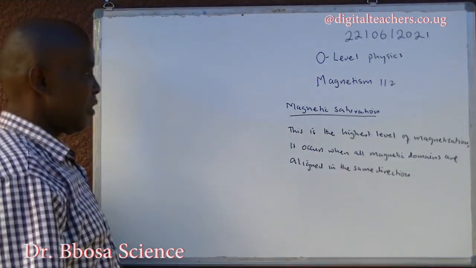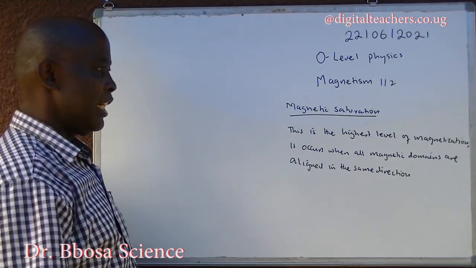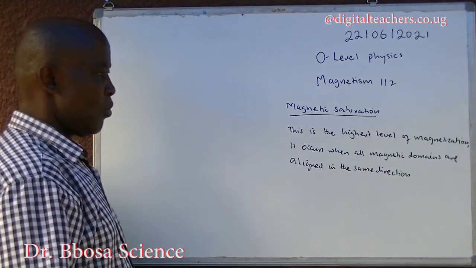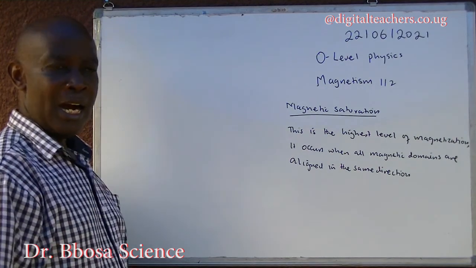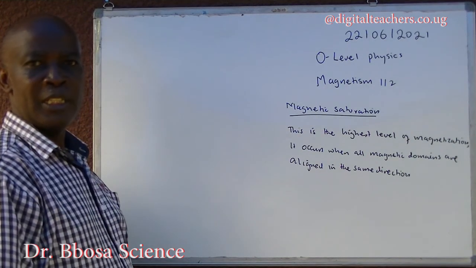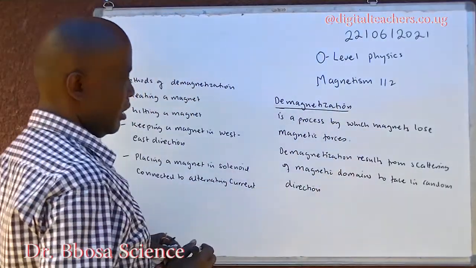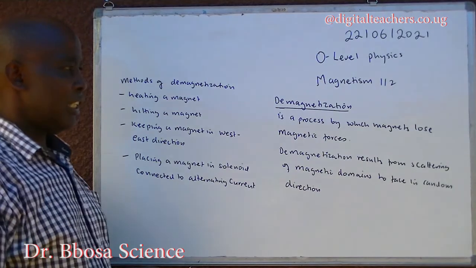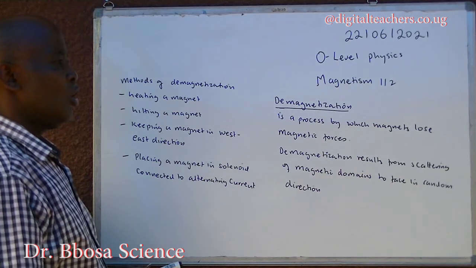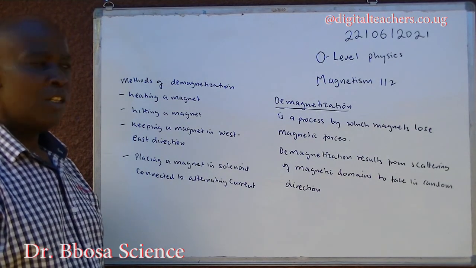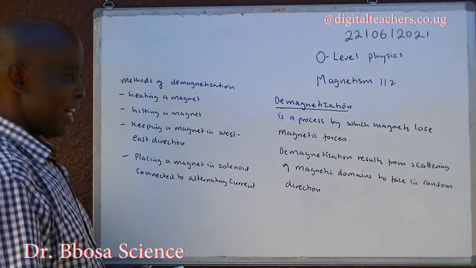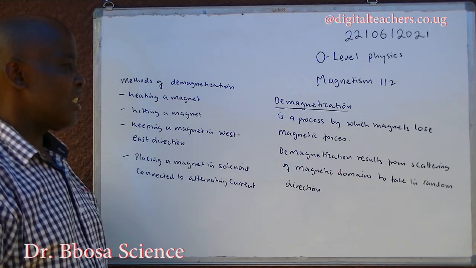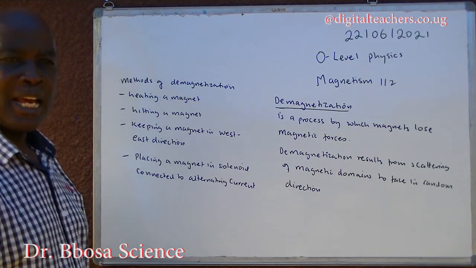Magnetic saturation. This is the highest level of magnetization. It occurs when all magnetic domains are aligned in the same direction. Demagnetization is a process by which magnets lose magnetic forces. Demagnetization results from scattering magnetic domains to face in random directions.